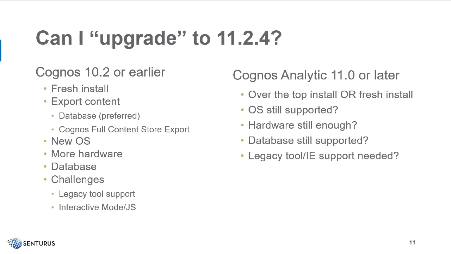So once you have the software installed, whether you're doing an over the top install or a fresh install, you're going to need to migrate your content. That can be done at the database level, with a backup restore, or you can do it through the Cognos export utility, which allows you to migrate the content through Cognos into a zip file. And then you can take that zip file and import it wherever you need. I do usually recommend the database method. It's going to be much faster and much more efficient. But there are some cases where you may need to use the Cognos tool to perform the content store migrations.